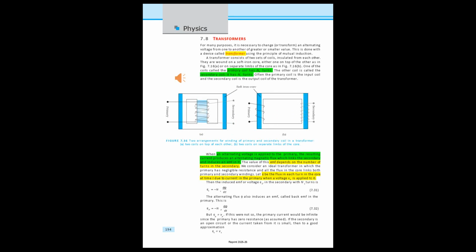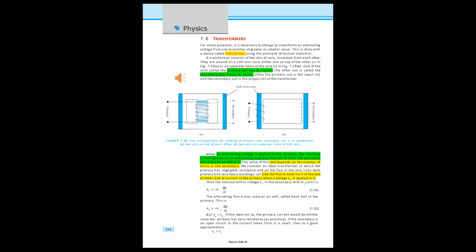Transformers. For many purposes, it is necessary to change, or transform, an alternating voltage from one value to another of greater or smaller value. This is done with a device called a transformer using the principle of mutual induction. A transformer consists of two sets of coils, insulated from each other. They are wound on a soft iron core, either one on top of the other as in figure 7.16a, or on separate limbs of the core as in figure 7.16b.